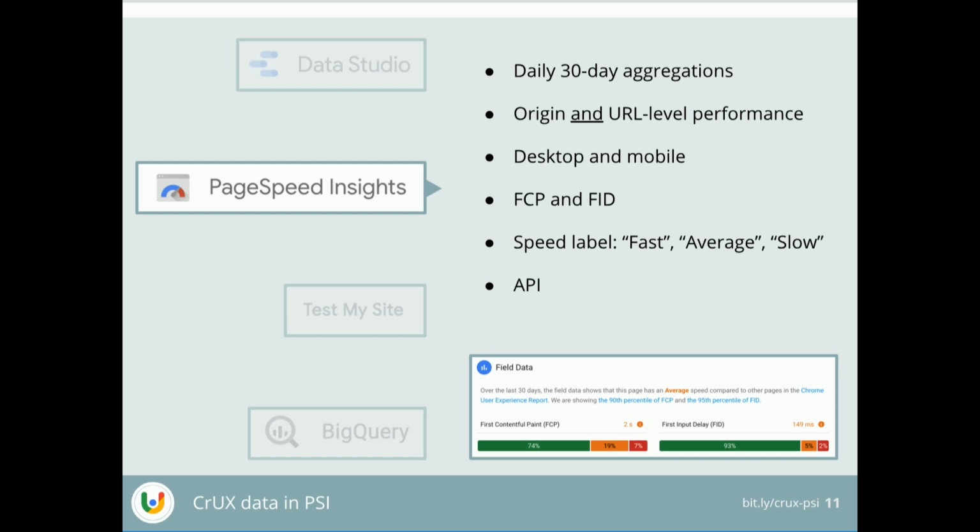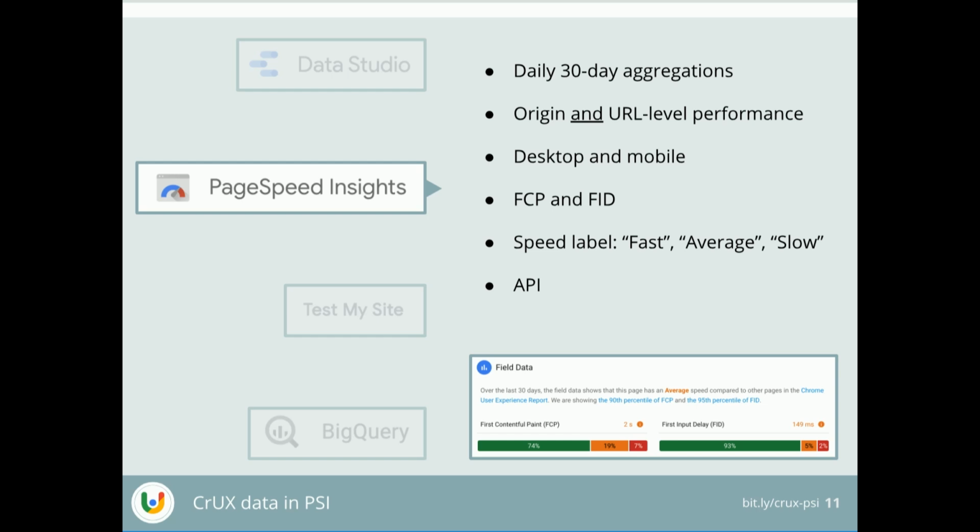PageSpeed Insights only gives you first contentful paint and first input delay data. So it's not the complete data set that we have in BigQuery. It doesn't give you the full distribution, just the fast, average, slow breakdown. Fast for FCP is everything less than 1 second. Slow is everything greater than 2.5 seconds. FID is 50 milliseconds and 250 milliseconds. And it also gives you a label. So it'll say this page, and it also gives you origin level data. This page or this origin is labeled fast, or this page is labeled slow.